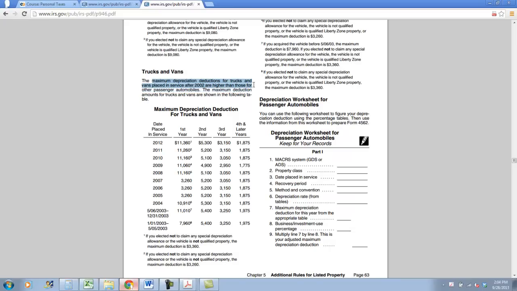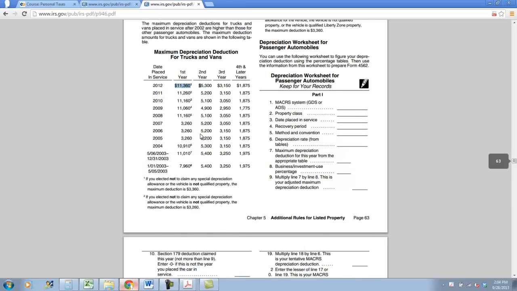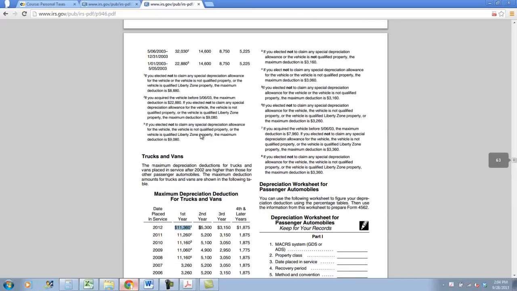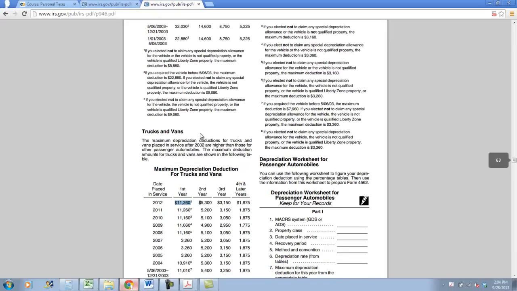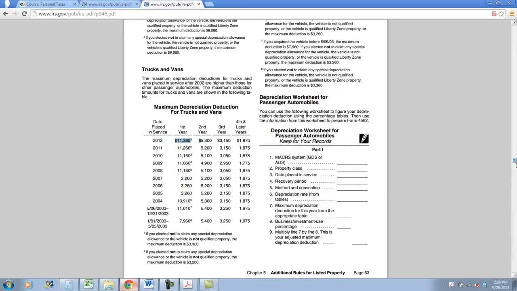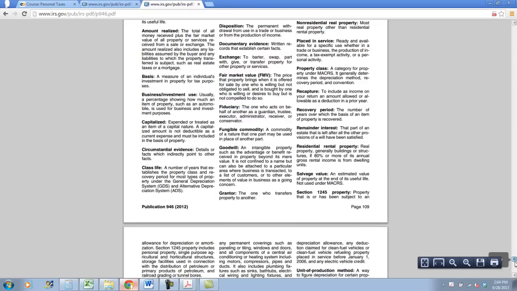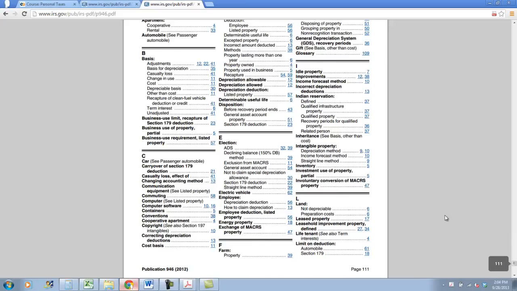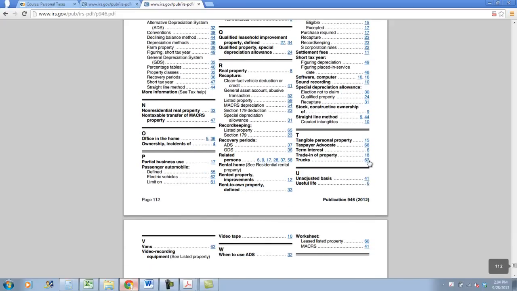The maximum depreciation deductions for trucks and vans placed in service after 2002 are higher than those for other automobiles. The maximum deduction for the truck is shown below. Date placed in service, we're going 2012, and this is the first year. But actually, this is a vehicle over 6,000 pounds. So I'm going to go to my appendix here. I'm actually going to look up the word truck. So I'm going to go down here, click truck.